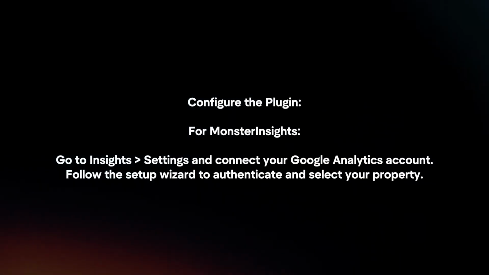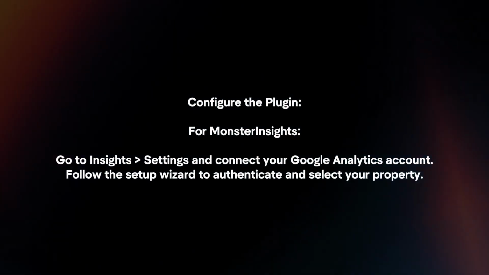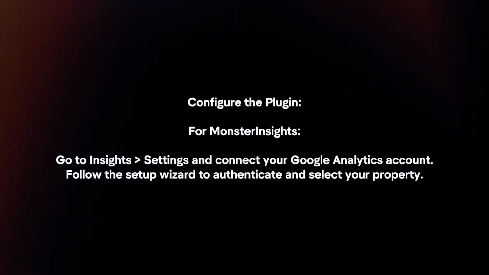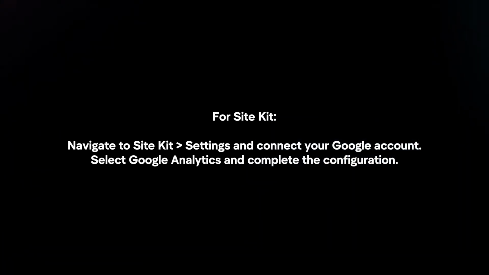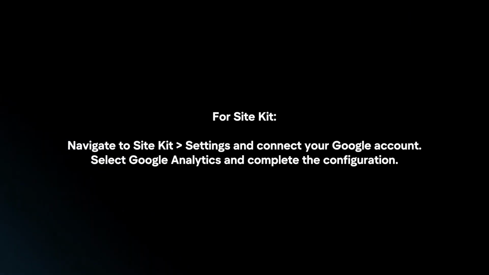Configure the plugin. For Monster Insights, go to Insights, Settings and connect your Google Analytics account. Follow the setup wizard to authenticate and select your property. For Site Kit, navigate to Site Kit, Settings and connect your Google account. Select Google Analytics and complete the configuration.